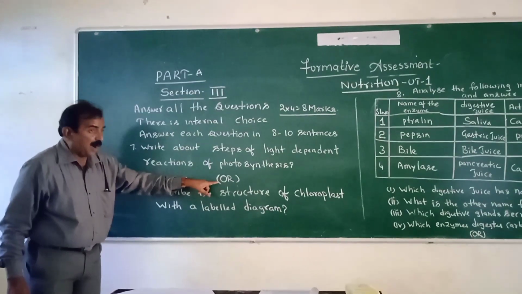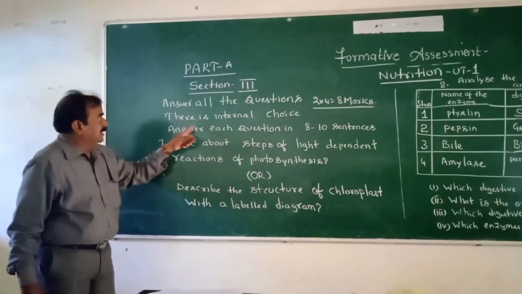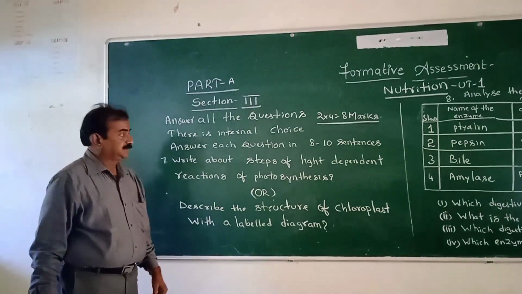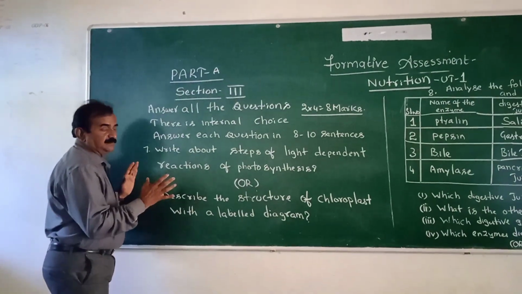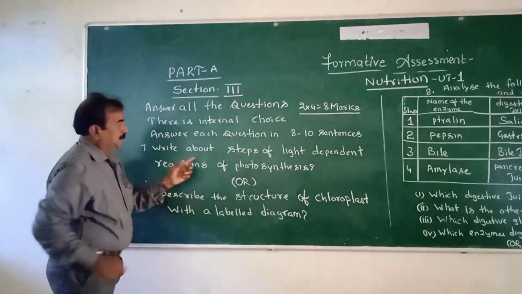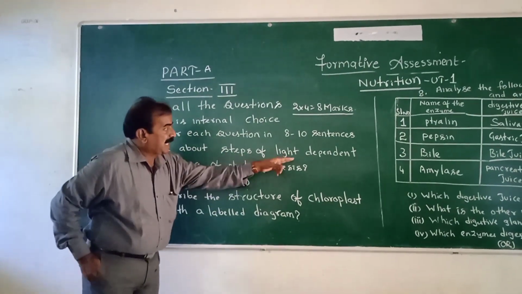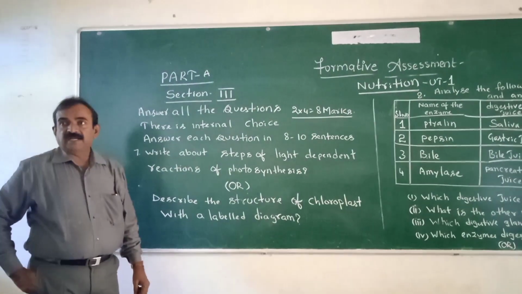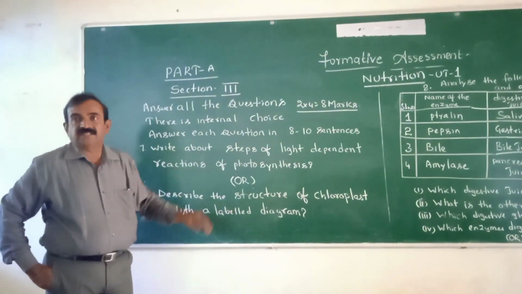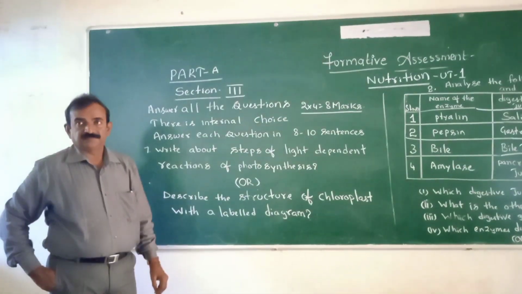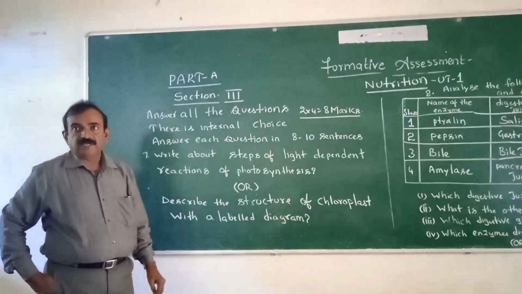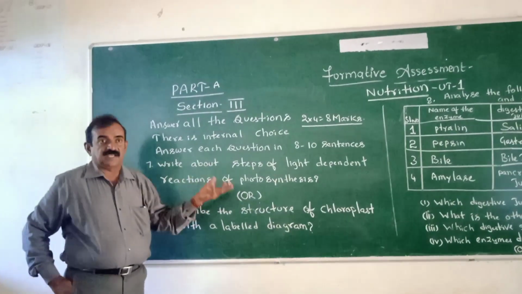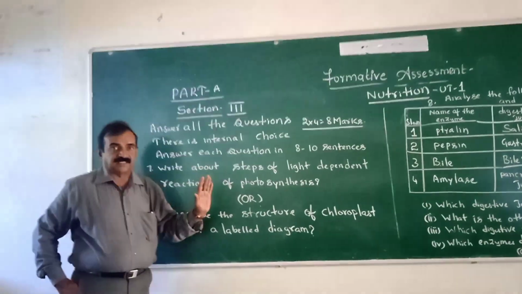Here you see "or". Next you see "or". There is internal choice. Answer each question in 8 to 10 sentences. First question I am telling you: write about steps of light dependent reactions of photosynthesis. The answer is on page number 11, mechanism of photosynthesis: light reaction and dark reaction. You need to write only the light reaction.